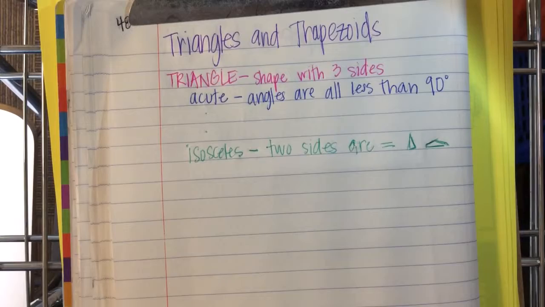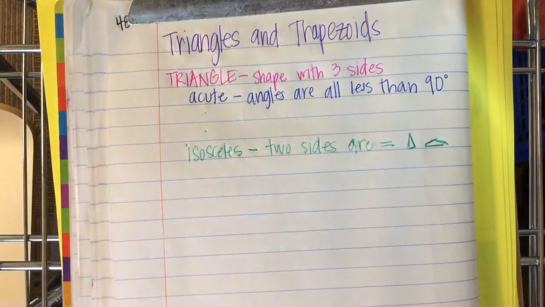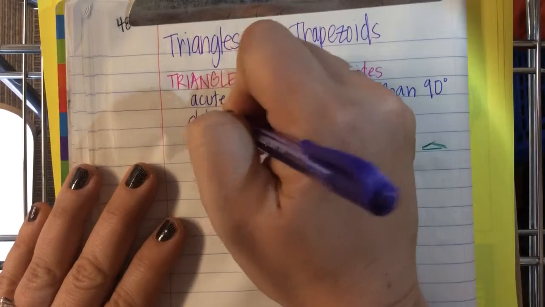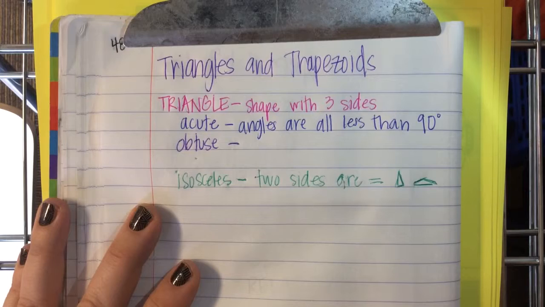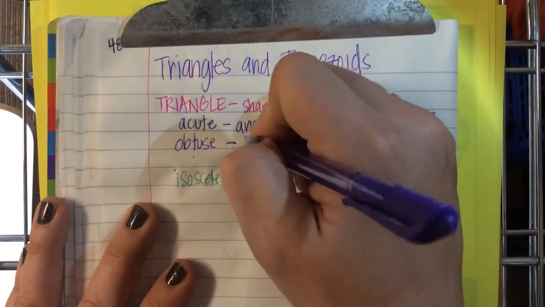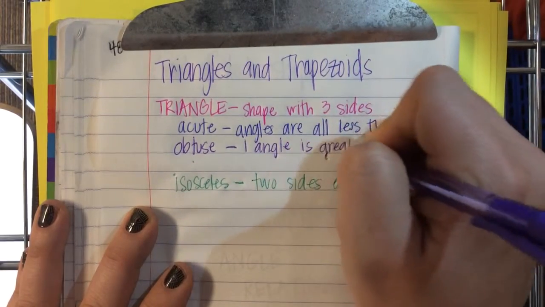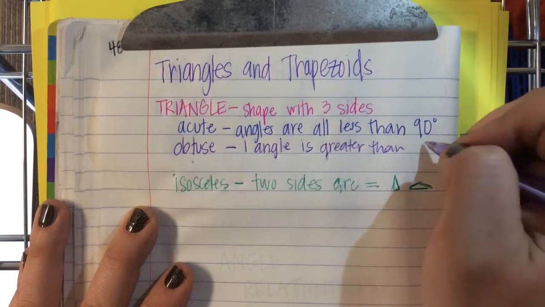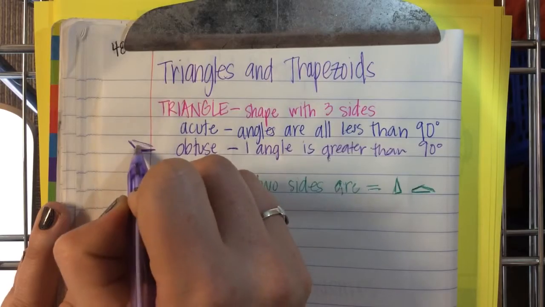Dakota, what else? Obtuse. That goes up there with acute. Obtuse angle or triangles. And what do you know about obtuse, Dakota? What does obtuse mean? Safi, help him out. Yeah, it's one angle greater than 90 degrees. Oh, I didn't draw a picture. Like this. Right, that's a big angle.